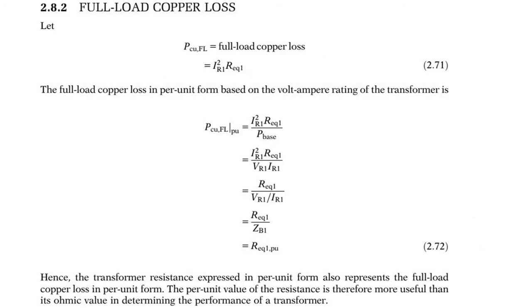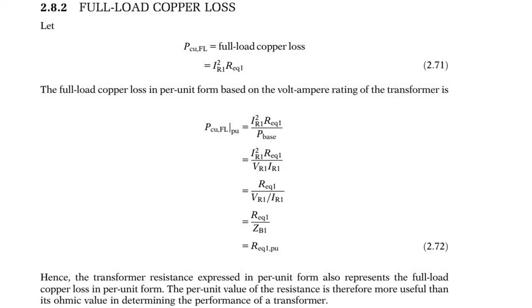Full load copper losses. The copper loss at full load is equal to I squared R1 plus I squared R2, that is I squared into R equivalent 1. The full load copper losses in per unit form are based on the volt ampere rating of the transformer. Copper loss per unit at full load is equal to I squared into R equivalent divided by the VA base, that is I squared into R equivalent 1 divided by VB1 into IB1.